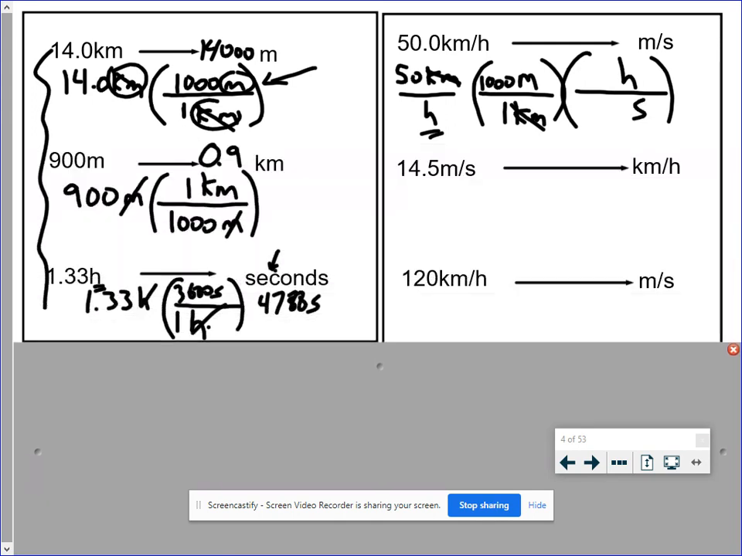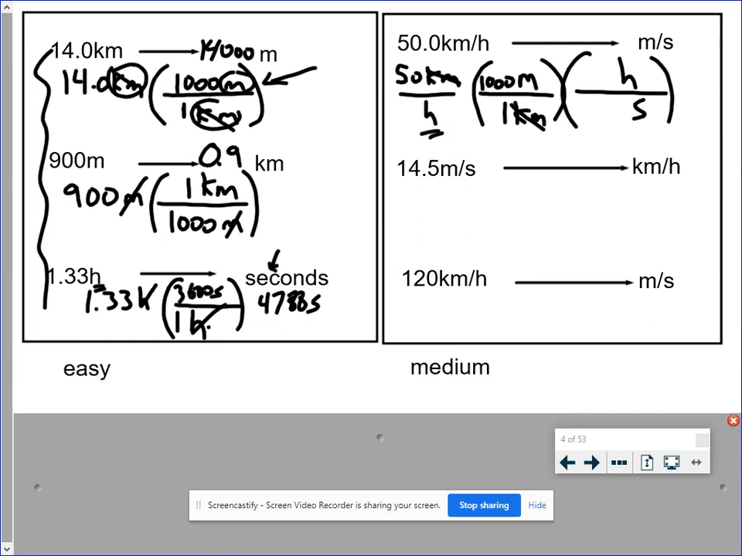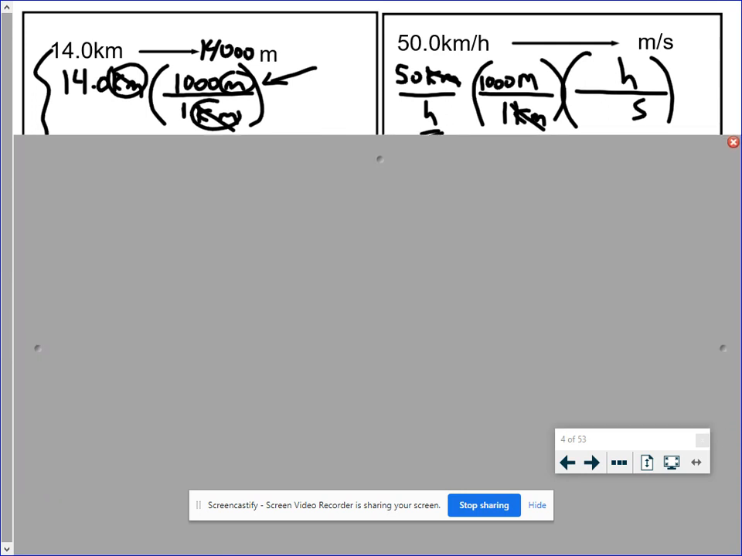We haven't done one of these yet, but it's similar. So we've got to get rid of hours, so we put hours on top. There are 3,600 seconds in 1 hour. So what does this mean? Well, we go 50 times 1,000, and then we're going to hit equal, divided by 3,600.